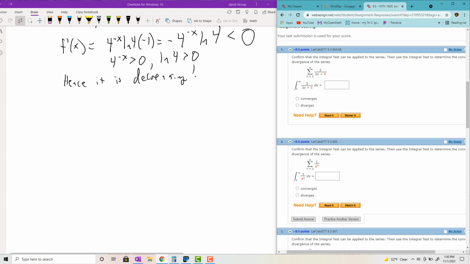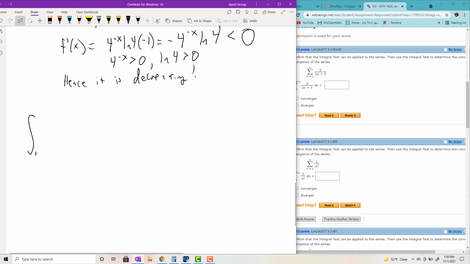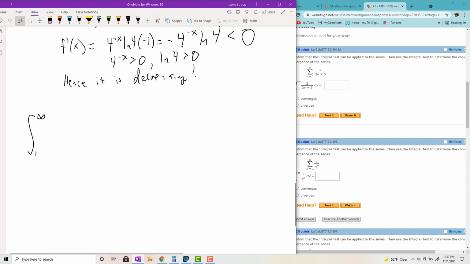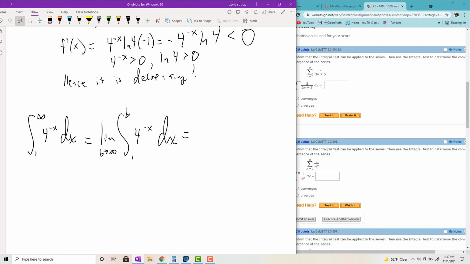Right, so anyways, once you get through that, then you're back to doing an integral. So the integral from 1 to infinity, over the domain, basically, of 1 over 4 to the x. Let's rewrite that as 4 to the negative x dx. Then we could rewrite it as a limit as b goes to infinity of the integral from 1 to b of 4 to the negative x dx. You do a u sub, you'd have a negative floating around, and then the integral for the u is going to be 4 to the u over ln 4.